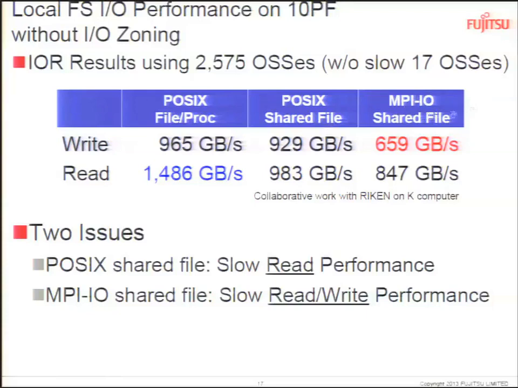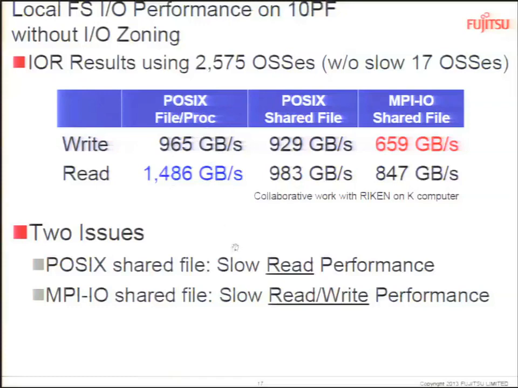And here is the result of the IOR using file per process, shared file, and MPI-IO shared file. In the file per process case, write performance is almost 1 terabyte per second and 964 gigabytes per second. For read performance, last year I presented here that the 80 petaflops system is 1.3 terabytes per second, but 10 petaflops is also almost 1.5 terabytes per second. The file per process performance is okay.